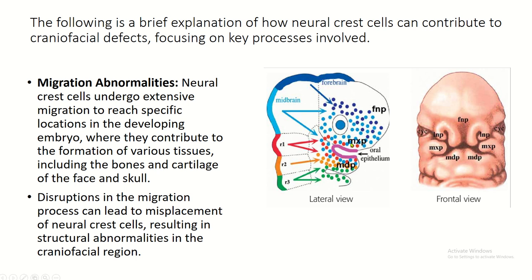So, migration abnormality. Neural crest cells undergo extensive migration to reach specific locations in the developing embryo, where they contribute to the formation of various tissues, including bones, cartilage, and connective tissue of the face and skull. Disruption in the migration process can lead to misplacement of neural crest cells, resulting in structural abnormality in the craniofacial region.